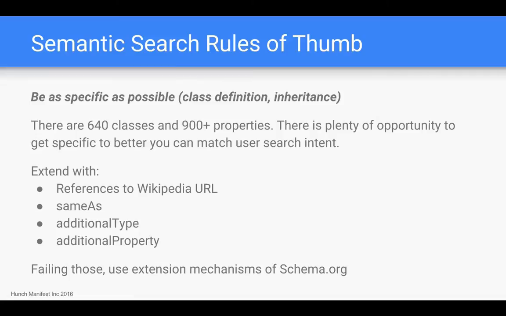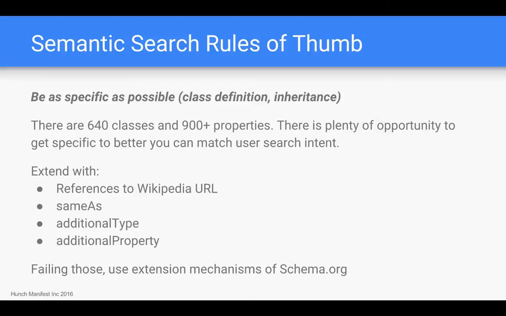Be as specific as possible. So, class definition: there's this idea of inheritance. As you get more granular in the tree of the 640 classes, the more specific you're going to get. If you use the example of a general contractor, it is a subclass of home and construction business, which I think is a subclass of local business, which is a subclass of place and organization. And so HVAC business has all of the properties of the ones that it inherits from, that are the parent classes.